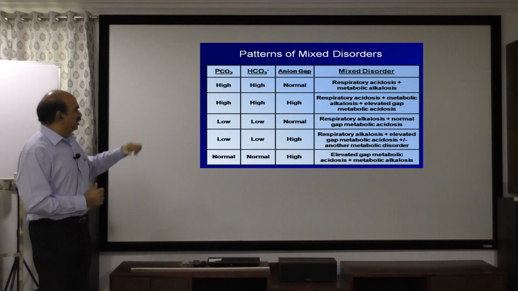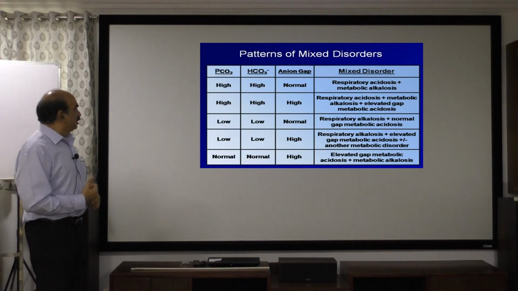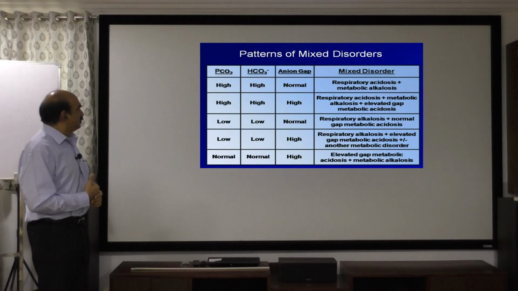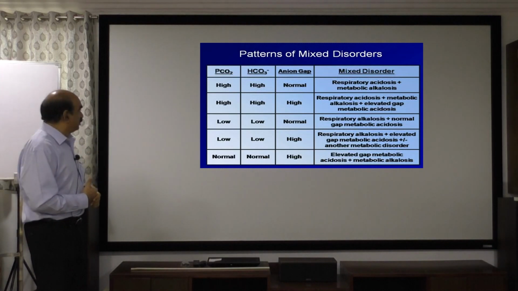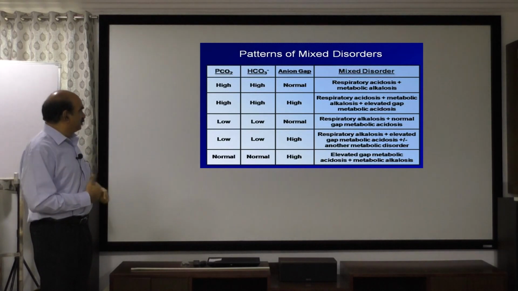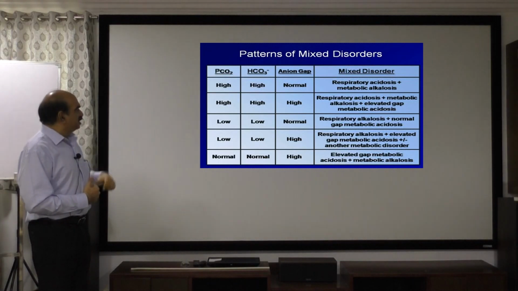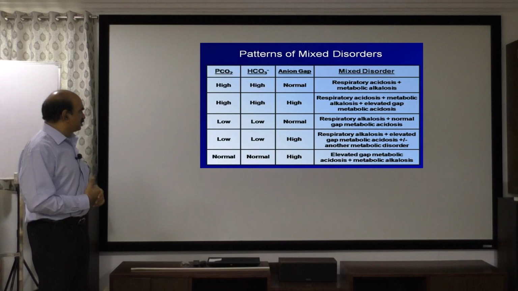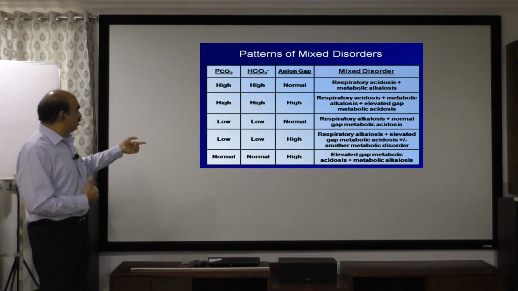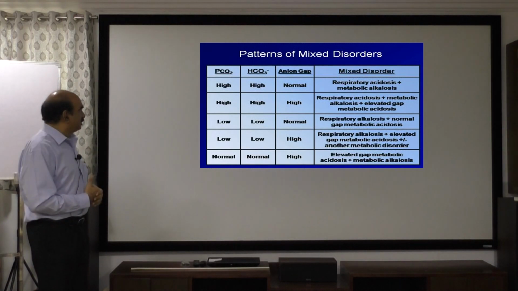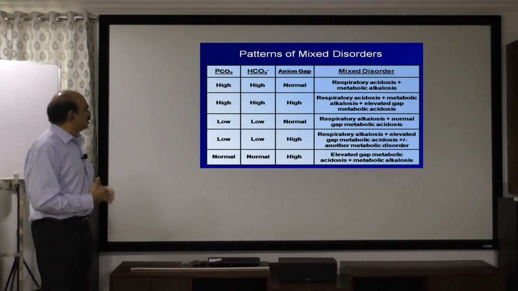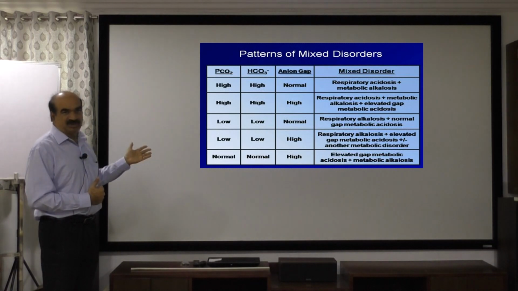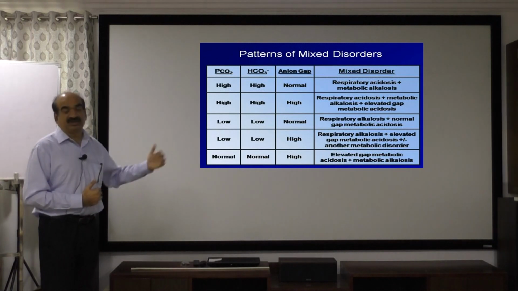Low PCO2, low bicarb, respiratory alkalosis, and normal anion gap: so respiratory alkalosis plus normal gap metabolic acidosis. Low PCO2, low bicarb, respiratory alkalosis, and high anion gap: so elevated gap metabolic acidosis. The last one is normal PCO2 and normal bicarb. In that case, if there is a high anion gap, that indicates elevated gap metabolic acidosis. We should look for other additional disorders also.